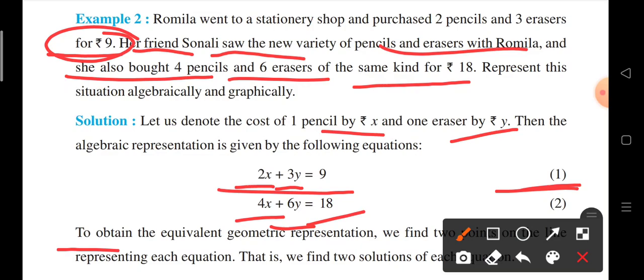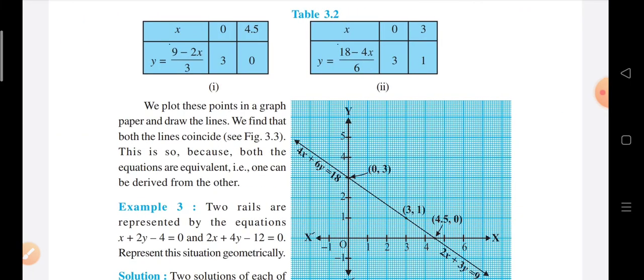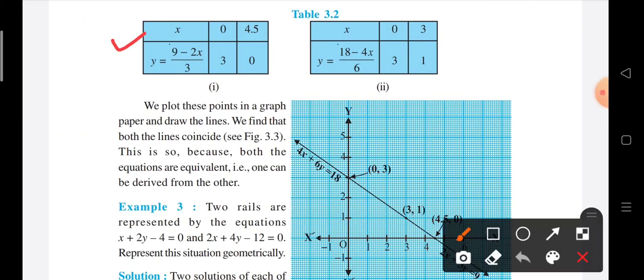To obtain the equivalent geometrical representation, we find two points on the line representing each equation. We will find two solutions of both equations and represent them graphically. For the first equation we get (0, 3) and (4.5, 0), and for the second we get (0, 3) and (3, 1). Now we plot these points on the graph.